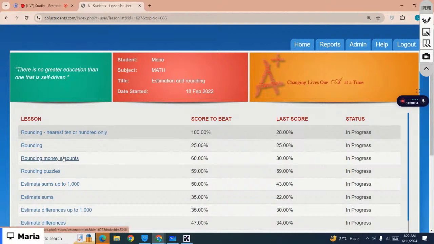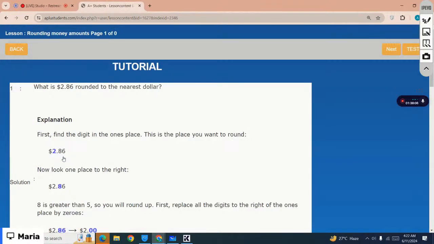The next lesson is rounding money amounts. Let's just start with the next lesson. What is $2.86 rounded to nearest dollar? That means you need to round off to the whole number, right? The whole number is 2.